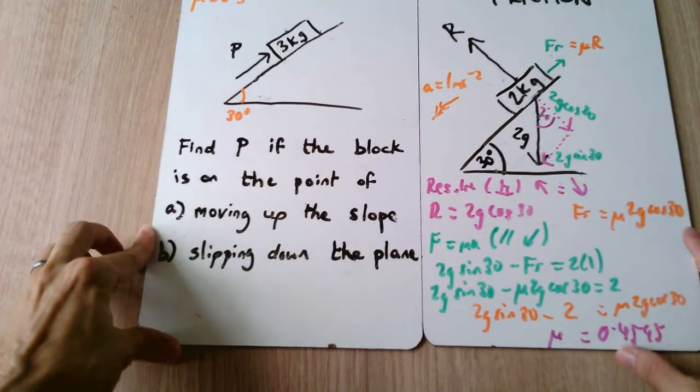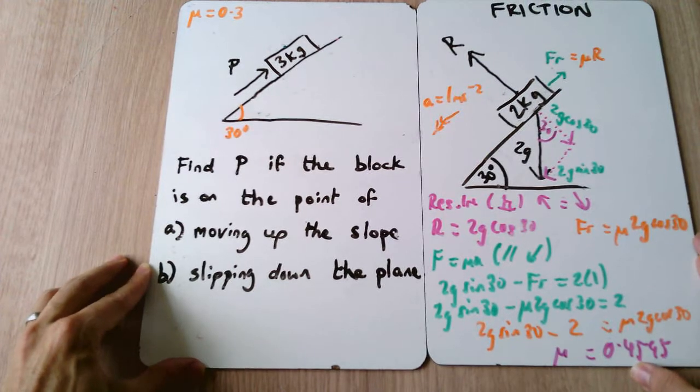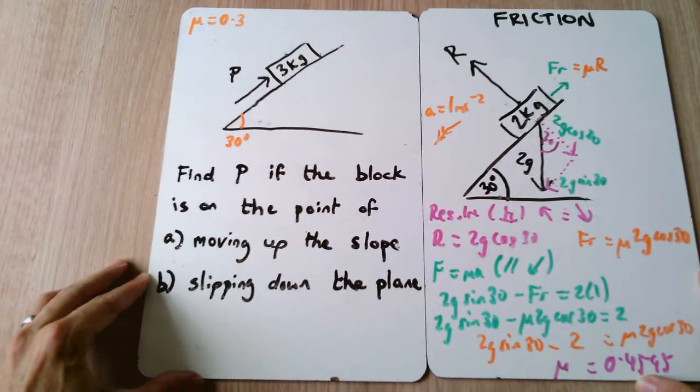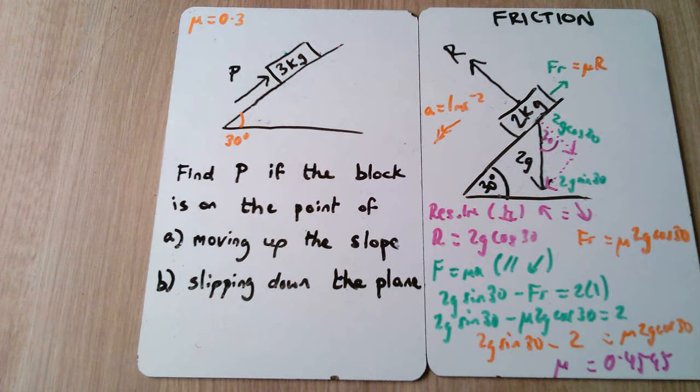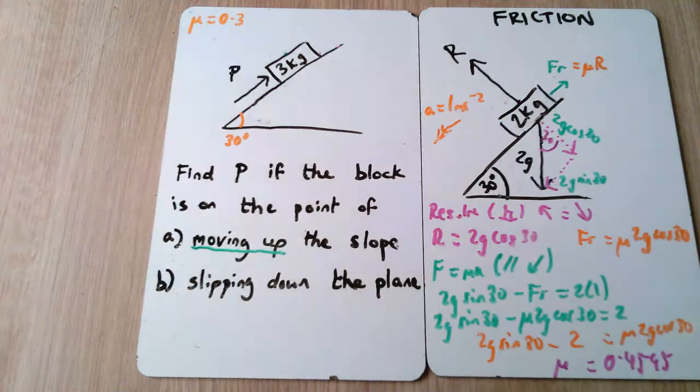And with regard to this question, it's really about understanding what the question's asking. What we have over here is a 3 kilogram block that has a force P pushing it up the slope, or acting in a direction parallel to the slope. And it says find P if the block is on the point of moving up the slope and also, in a separate part, on the point of slipping down the slope.